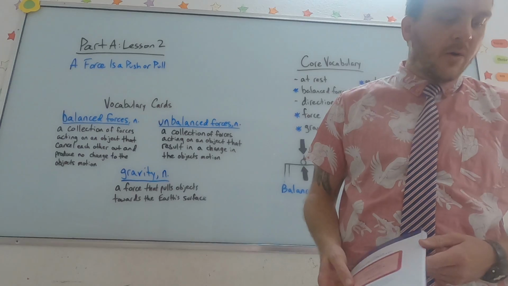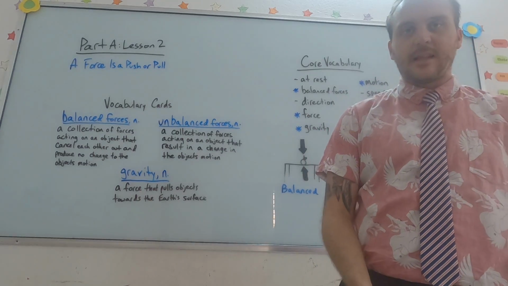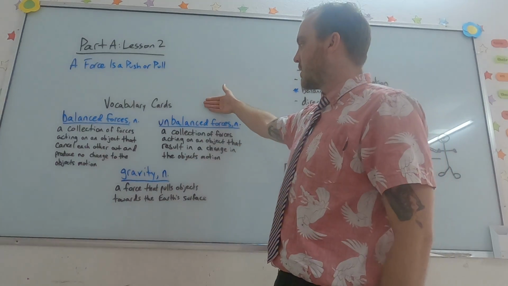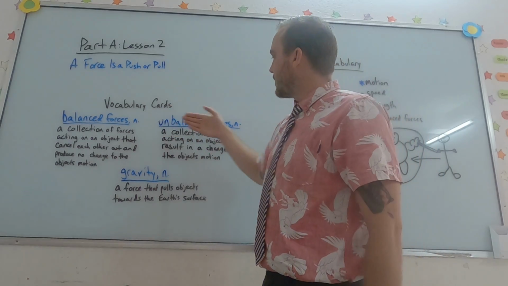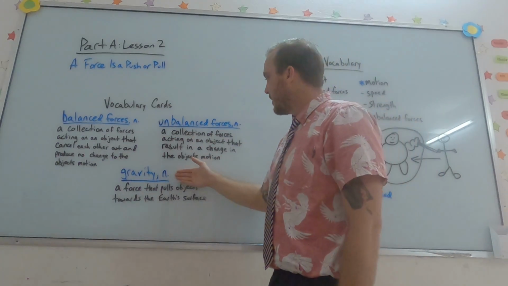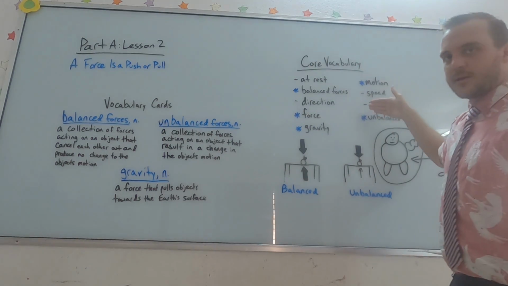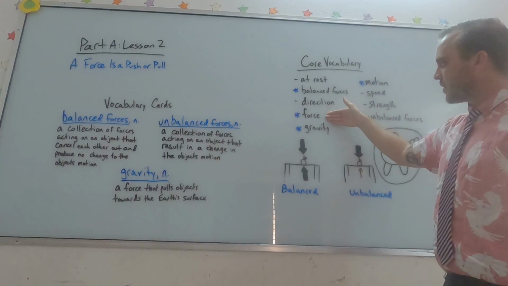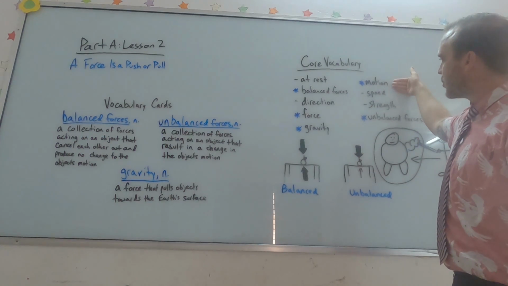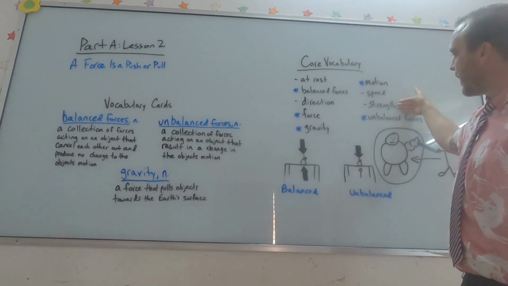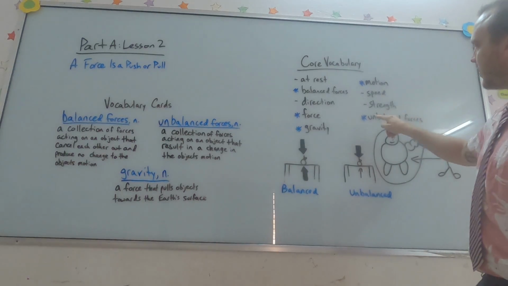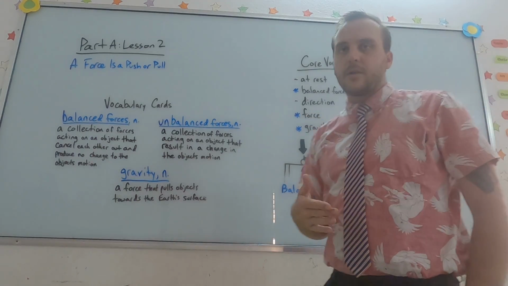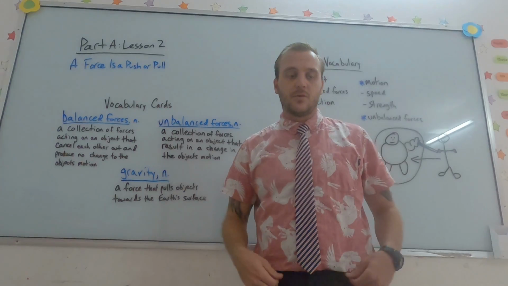What I would like to do right now is introduce you to the vocabulary for this lesson, and then we'll start reading over the chapter again. So your vocabulary cards for today: balanced forces, unbalanced forces, and gravity. Some of these are repeated in the core vocabulary for the lesson. We have at rest, balanced forces, direction, force, gravity, motion, speed, strength, and unbalanced forces. The ones with the blue stars next to them are your core vocabulary words and the words that you should pay the most attention to throughout this lesson.